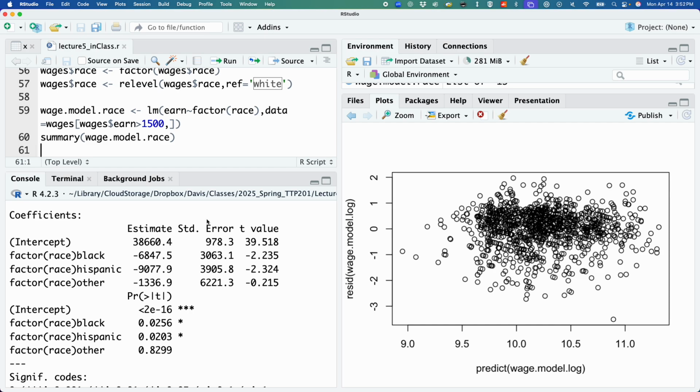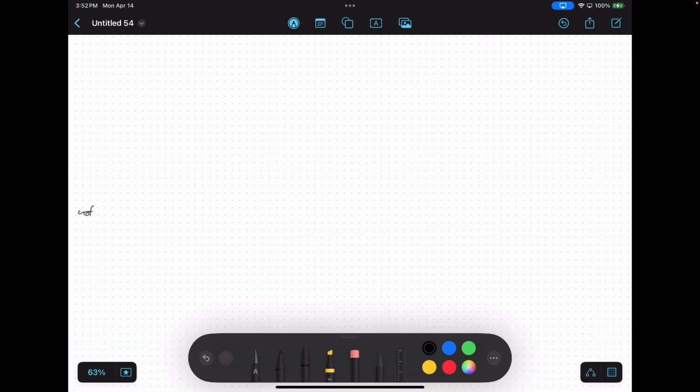So let's see. This can be a little bit confusing for folks who are seeing this for the first time. And so I wanted to kind of end today talking about a visual way that I think might help clarify some of the interpretation. And so let me do that quickly here.